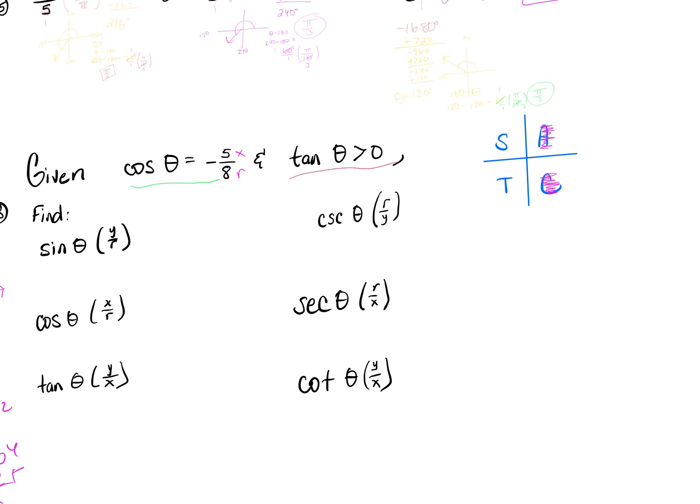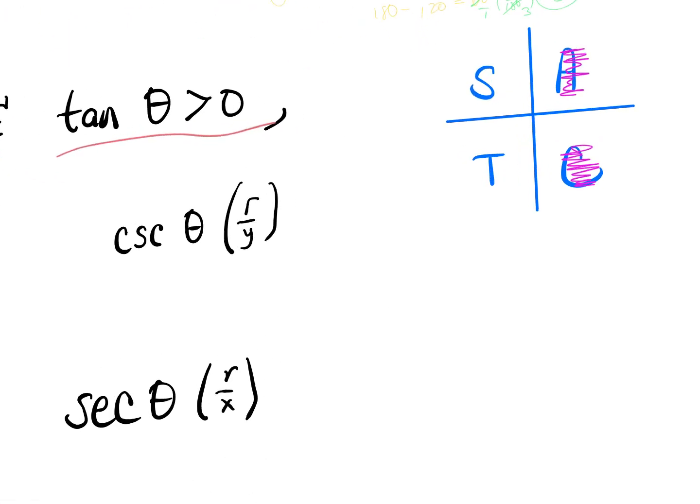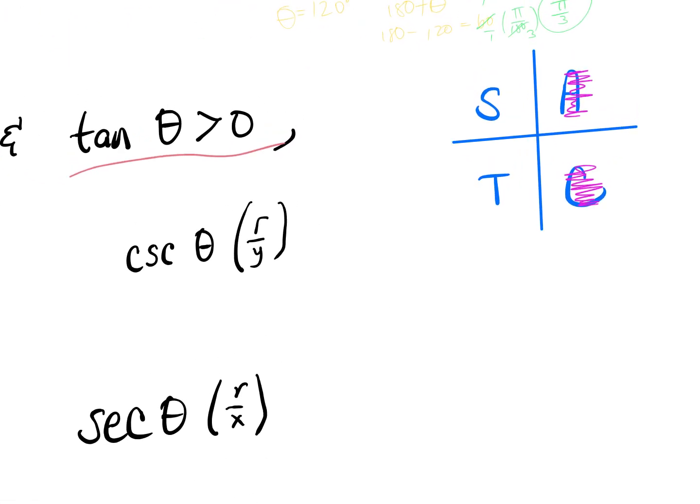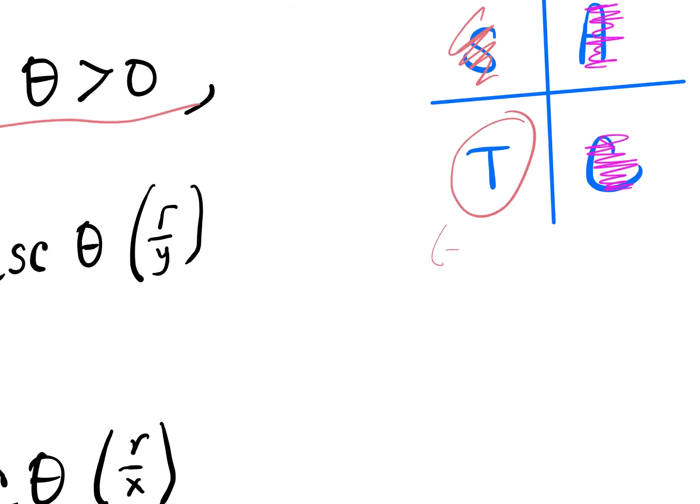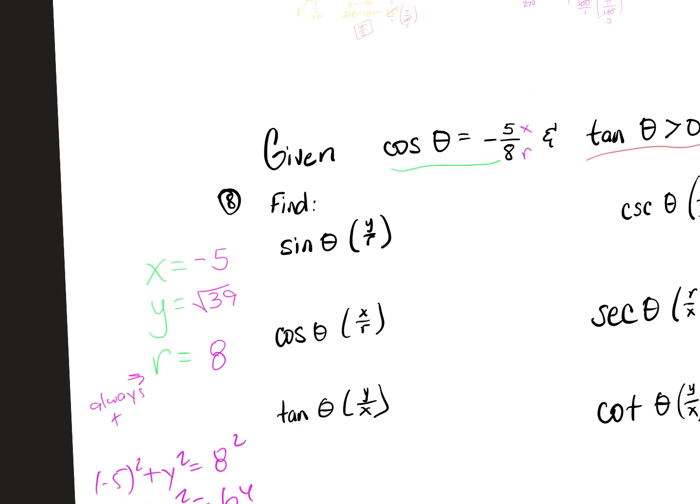This says that tangent is what? Greater than 0. What does that mean? It's positive. So with what we have left over, where is tangent positive? In T. What do you know about the signs of x and y in T? They're both negative.